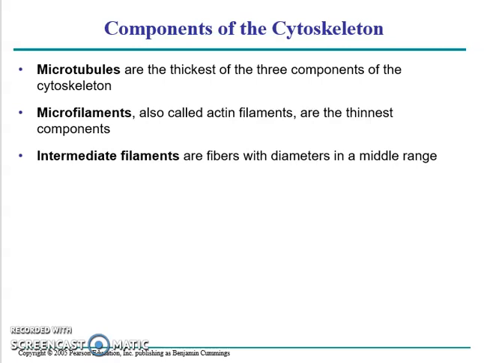So in addition to providing these little highways of transport, the cytoskeleton actually has a ton more functions in supporting the cell and organizing what's on the inside of the cell as well, right? So what we're going to be talking about here are the three different components of the cytoskeleton. Microtubules, they're the biggest ones. Microfilaments, they're the smallest ones as far as diameter goes. And then intermediate filaments, which are kind of in the middle.